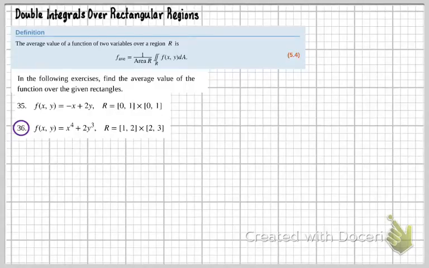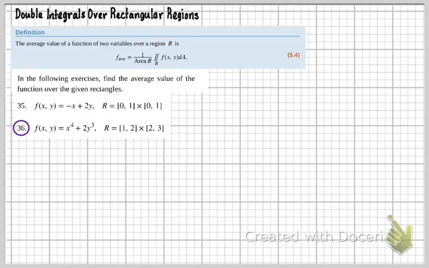Let's take a look at number 36 here at the bottom. First off, the directions say in the following exercises, find the average value of the function over the given rectangle. I was going to say region, but it says over the given rectangle. Anyways, the way we do this is the definition above here.